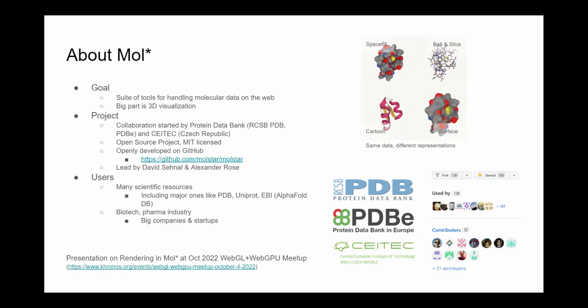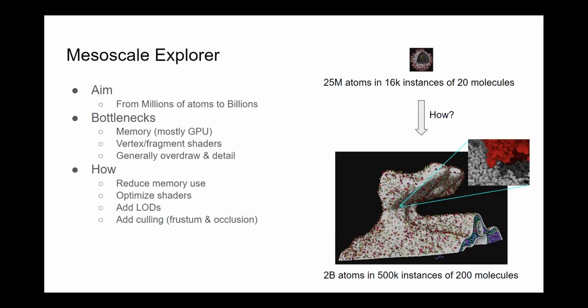I gave a presentation on the rendering tech in Molstar last year at this meetup, so if you like, you can have a look there. But today I'd like to talk about scaling in Molstar. What I mean by scaling here is being able to explore molecular models with billions of atoms instead of just millions, such as models of whole cells or significant parts. You can see an example of where we start and where we got on the right.